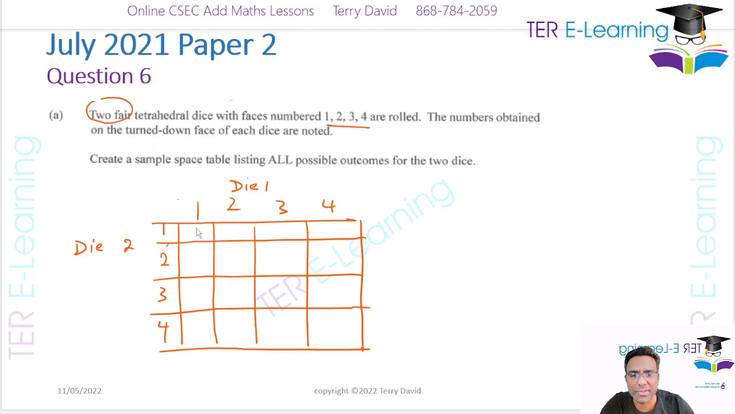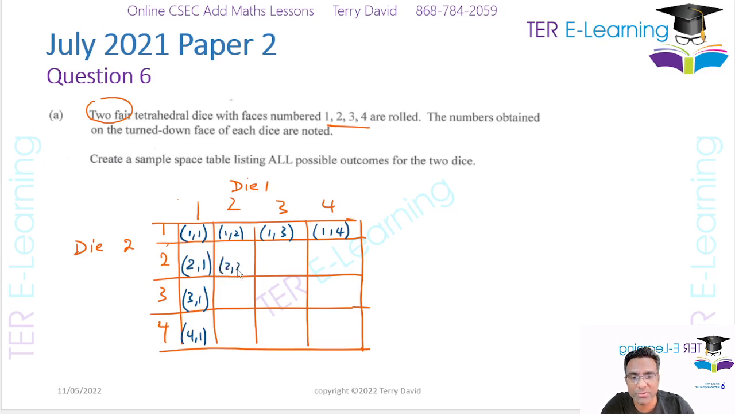So the possibilities are I can get a 1 and a 1. In this case, I can get a 2 and a 1. I can get a 3 and a 1. I can get a 4 and a 1. And we do the same thing again here. This will be a 1 and a 2, 1 and a 3. This one is a 1 and a 4. So basically, I'm writing down all the different possibilities here.